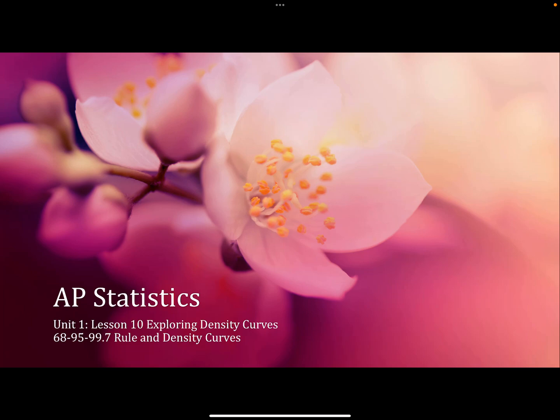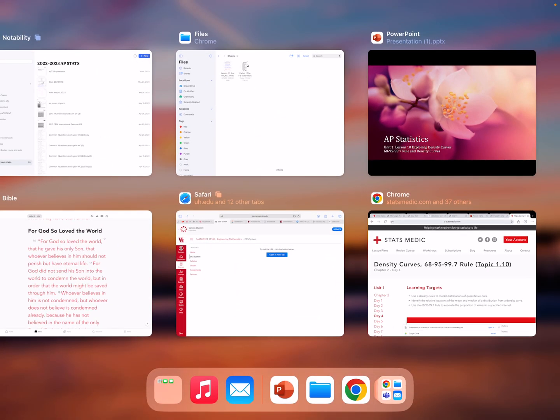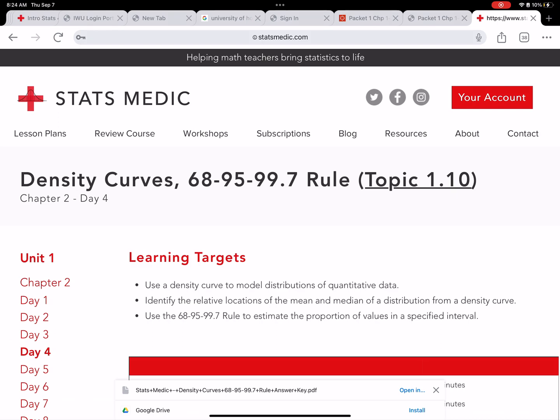Welcome to AP Statistics. This is Unit 1, Lesson 10, Exploring Density Curves. Today we're going to learn about the 68-95-99.7 rule, and we're also going to be looking at density curves. All right, so the first thing that we did is, let me bring it up again.